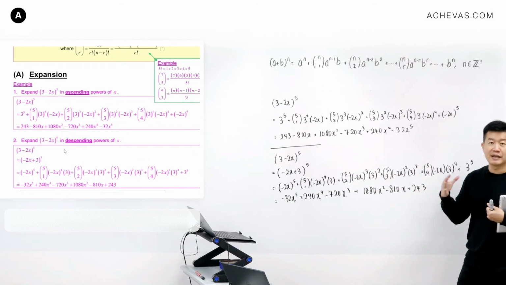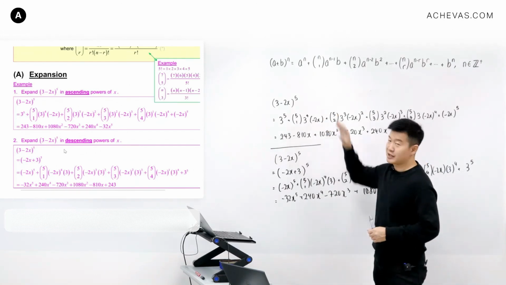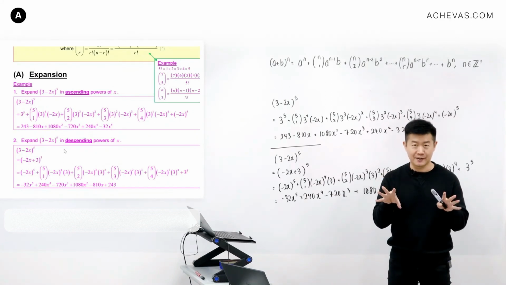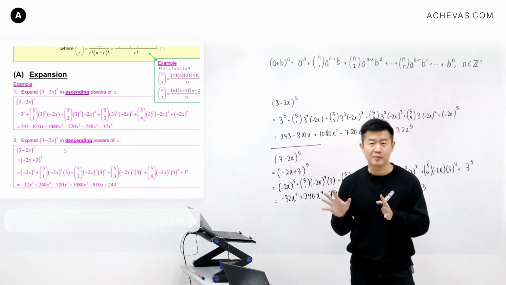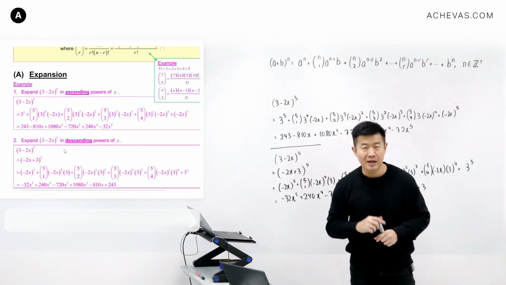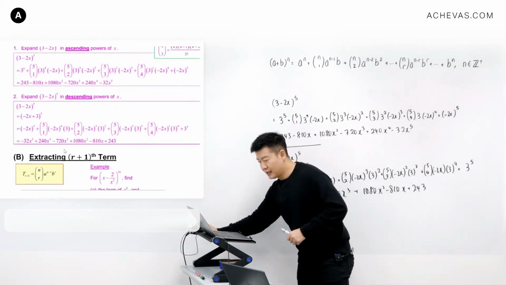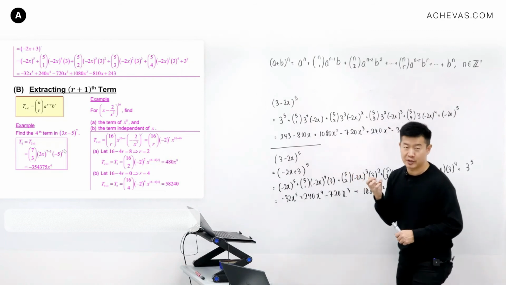Expansion in ascending or descending powers of x can be very easily achieved using the binomial expansion depending on where you are going to be positioning your x. So expansion, definitely it is one of the most common ways that binomial expansion is going to be tested in the exam. Let me show you the second common way that this is going to be tested, and that is when we are supposed to be extracting certain terms from the binomial expansion.